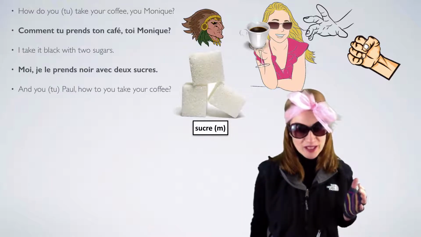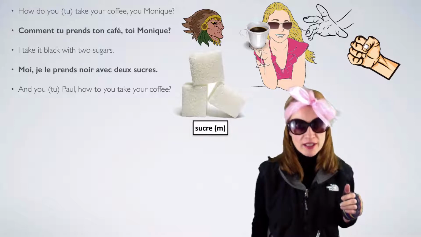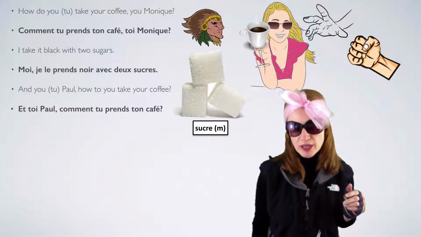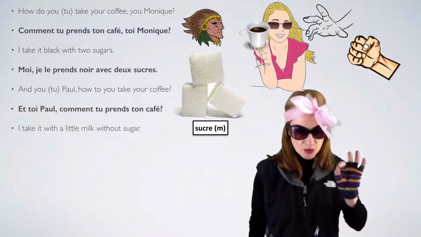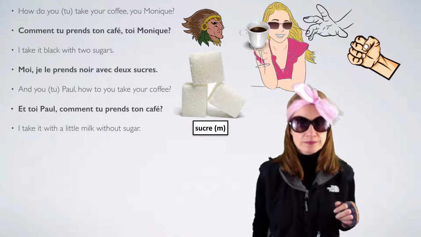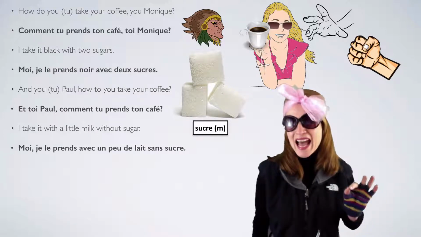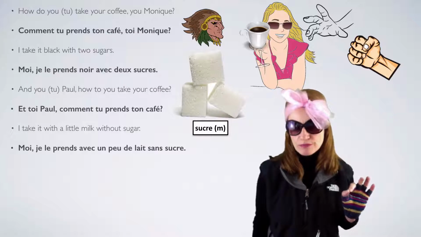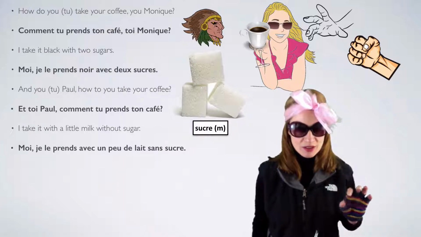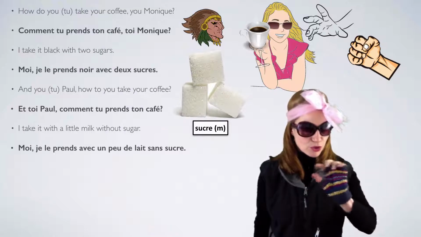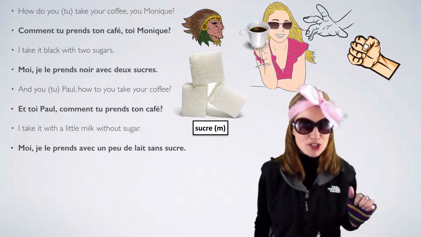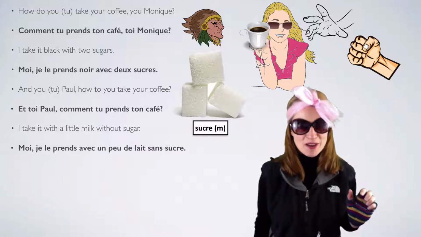And you, Paul, using the informal you, how do you take your coffee? Et toi, Paul, comment tu prends ton café? I take it with a little milk without sugar. Moi, je le prends avec un peu de lait, sans sucre. Sans is another preposition, so you can see it's showing the relationship between 2 nouns, the lait and the sucre.